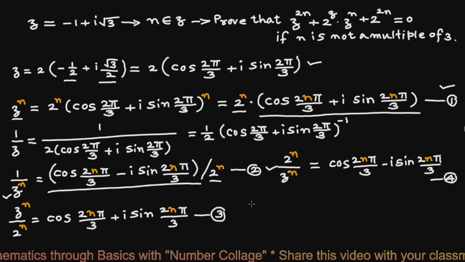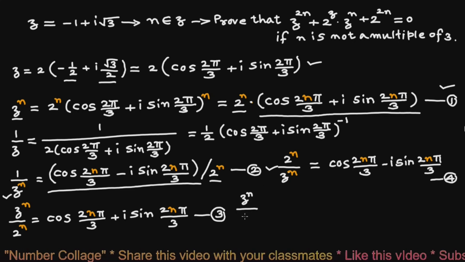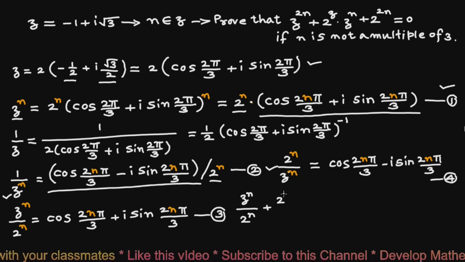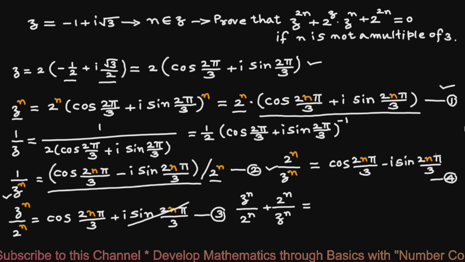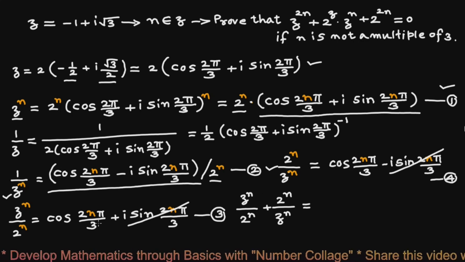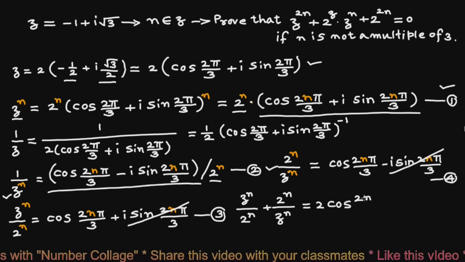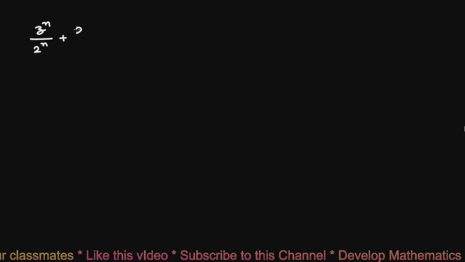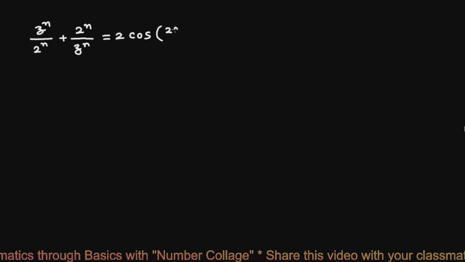Next, we will add expressions 3 and 4 and write z raised to n upon 2 raised to n plus 2 raised to n upon z raised to n will be i sin 2nπ/3 minus i sin 2nπ/3, which will be 0, and cos 2nπ/3 plus cos 2nπ/3 will be 2 cos 2nπ/3. We will rewrite this step: z raised to n upon 2 raised to n plus 2 raised to n upon z raised to n equals 2 cos 2nπ/3.